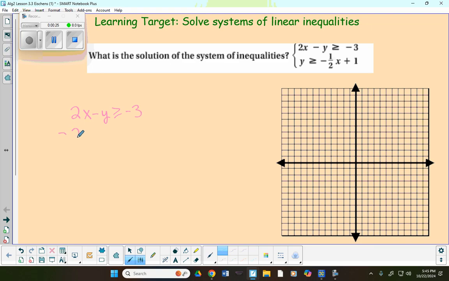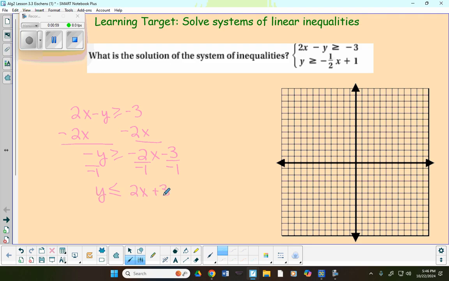So we will first subtract 2x from both sides. So you have negative y is greater than or equal to minus 2x minus 3. And lastly, we want to get y by itself, so we're going to divide everything by a negative 1. And so now we have y is less than or equal to, now notice I switched the arrows because I divided by a negative, 2x plus 3.